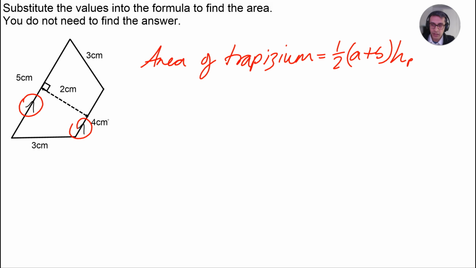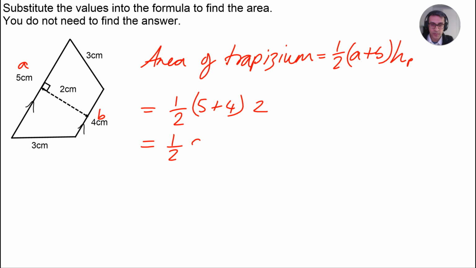Right, so these are the parallel sides. So they're at an angle. However, the distance between the two sides, the right angle, you see the right angle there, the perpendicular distance is 2. So we're going to label this side A and this one B because they're the parallel sides. So half 5 plus 4 times 2. That becomes half times 9 times 2. Now again, because of commutativity, we can do half times 2 first, which is 1, and then 1 times 9, so it's 9. Check the units, it's going to be centimeters squared.